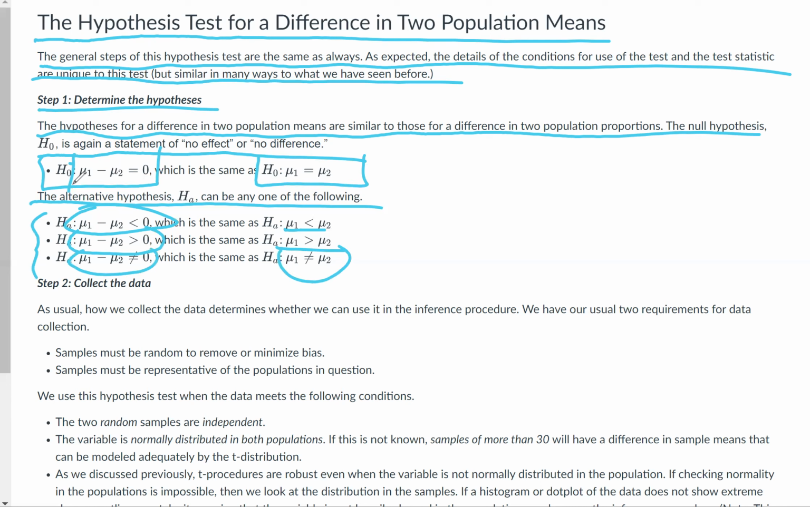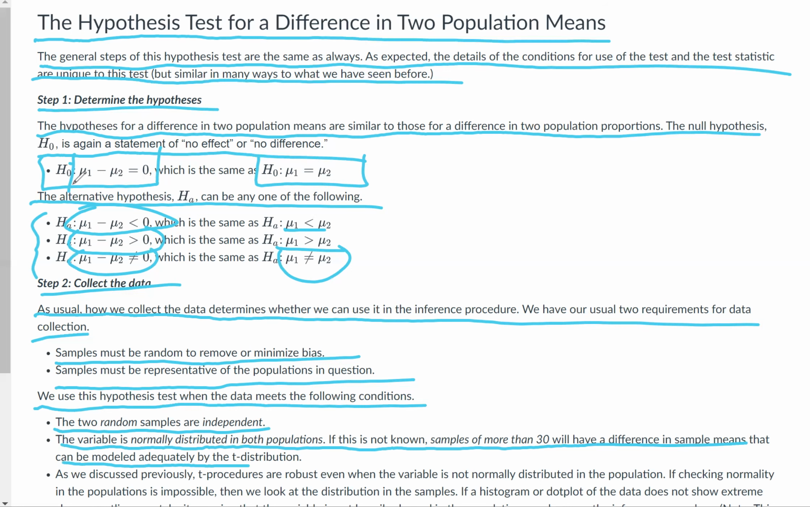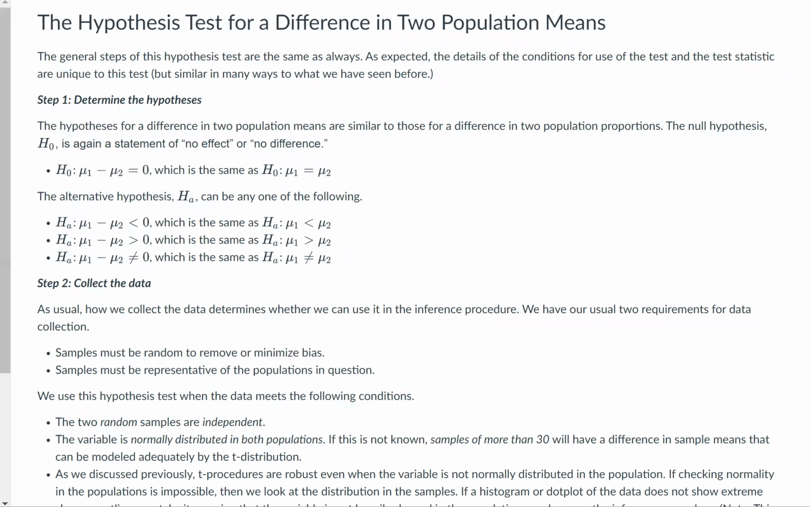We use this hypothesis test when the data meets the following conditions. First, the two random samples are independent. The variable is normally distributed in both populations. If this is not known, samples of more than 30 will have a difference in sample means that can be modeled adequately by the t-distribution.